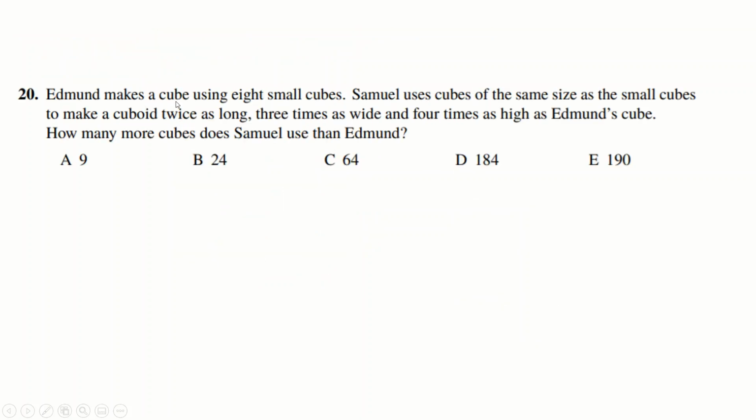Okay, Edward makes a cube using 8 small cubes. If he used 8 small cubes, that means the dimension of the cube was 2 by 2 by 2. Literally, 2 times 2 is 4, times 2 is 8. But I'm saying this is a width times a length times a height, or length times width times height. This is the size of the cube that he's necessarily made.